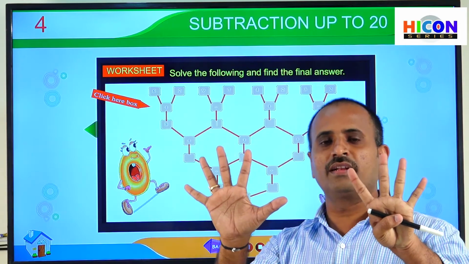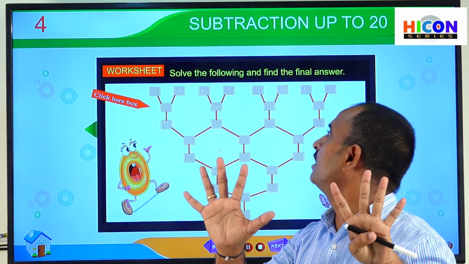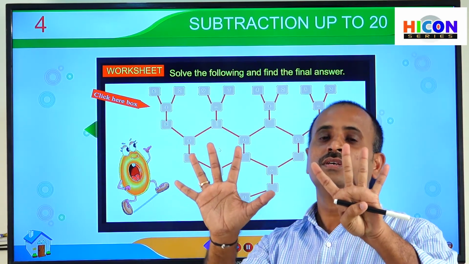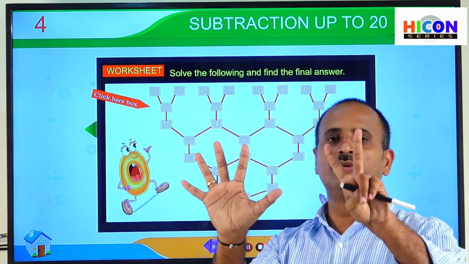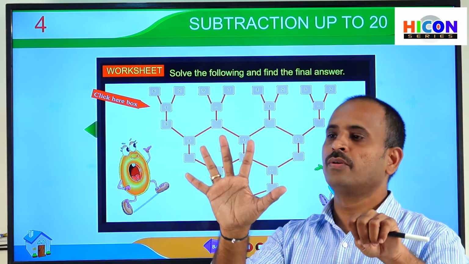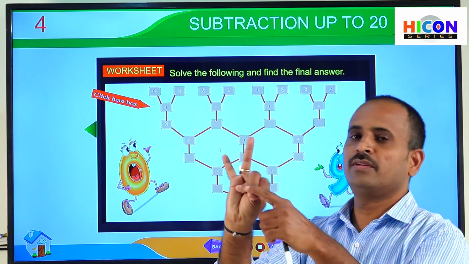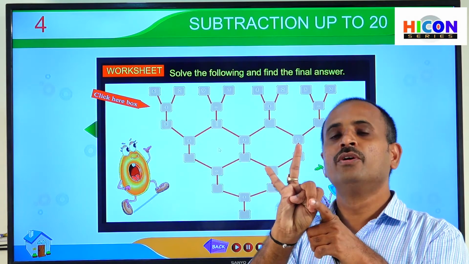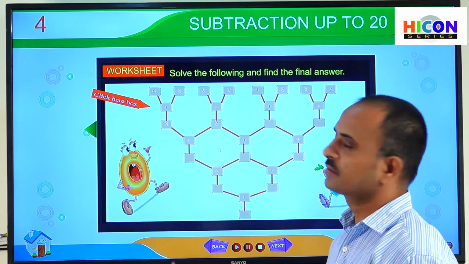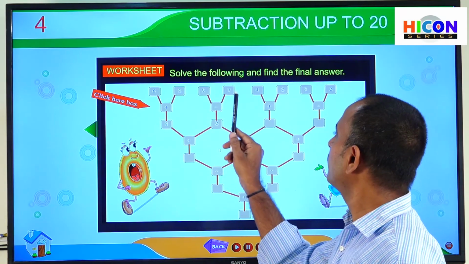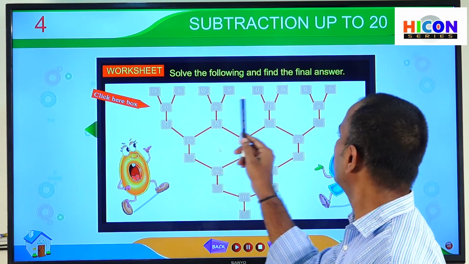So children, these are the 9 fingers. What is the second number? 7. So close 7 fingers from these 9 fingers. 1, 2, 3, 4, 5, 6, 7. Children, how many fingers are left? 2 fingers are left. So write 2 here in this box. So the difference of 9 and 7 is 2. Next, go to the next one.